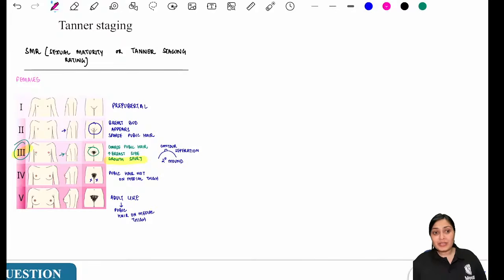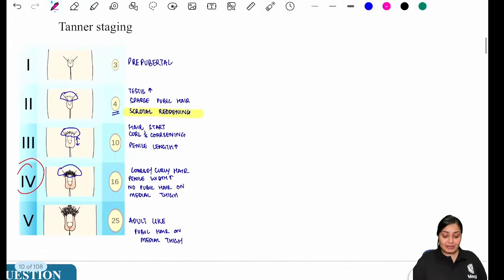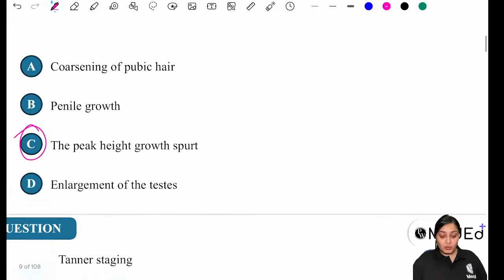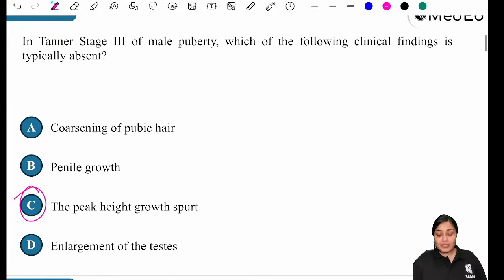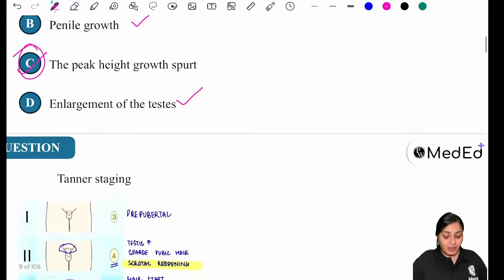Growth spurt is the question that they ask. In females, growth spurt is seen in stage 3, and in males it is seen in stage 4. So among the options, coarsening of pubic hair, penile growth, and enlargement of testes would all be there in stage 3, but peak height growth spurt is going to happen in stage 4. So this will be absent. So the correct option here is going to be option C. Right?